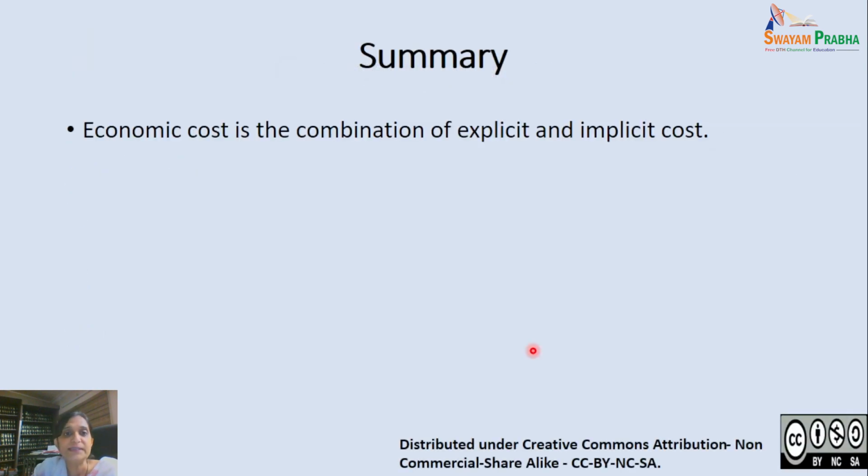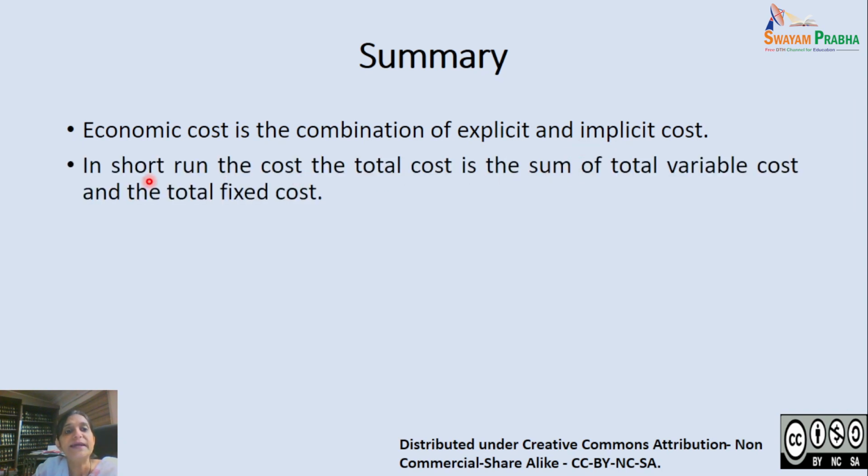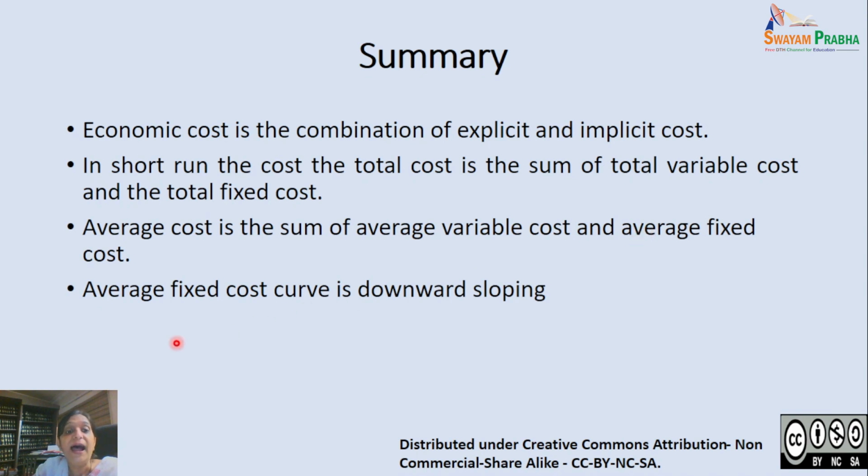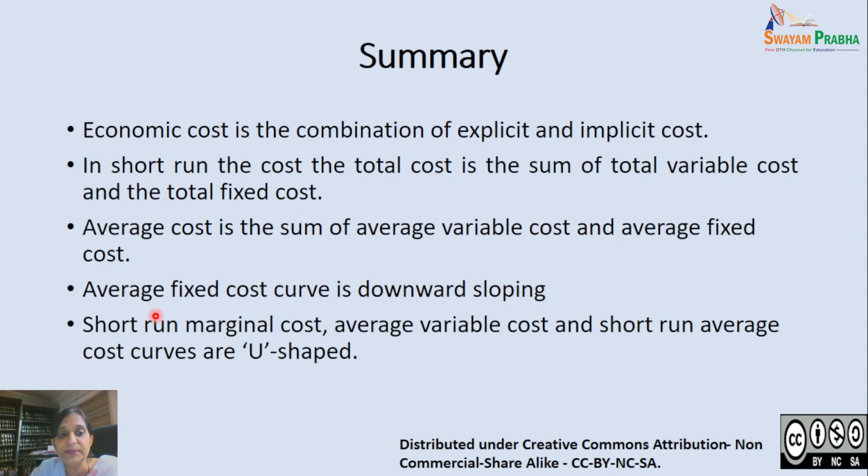Now let us quickly summarize. We said economic cost is a combination of explicit and implicit cost, and we understood the difference between explicit and implicit cost. Thereafter, we said in the short run, two types of cost will be there: one is variable, the other is fixed. Average cost, we said, is the sum total of average variable cost and average fixed cost. And we saw that the average fixed cost curve is a continuously downward sloping, declining rectangular hyperbola.